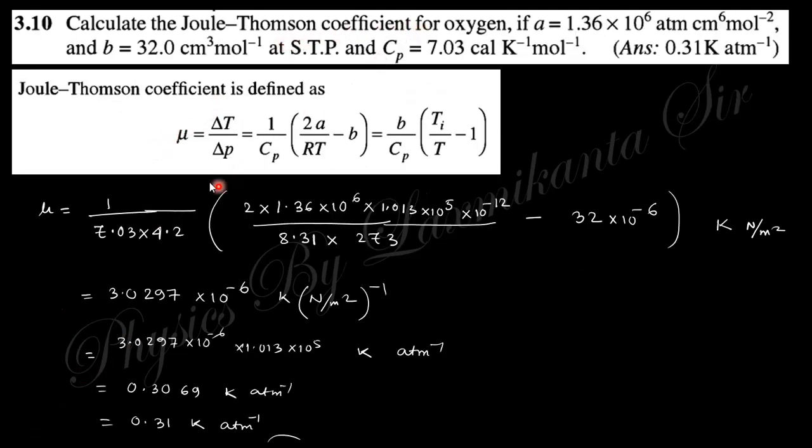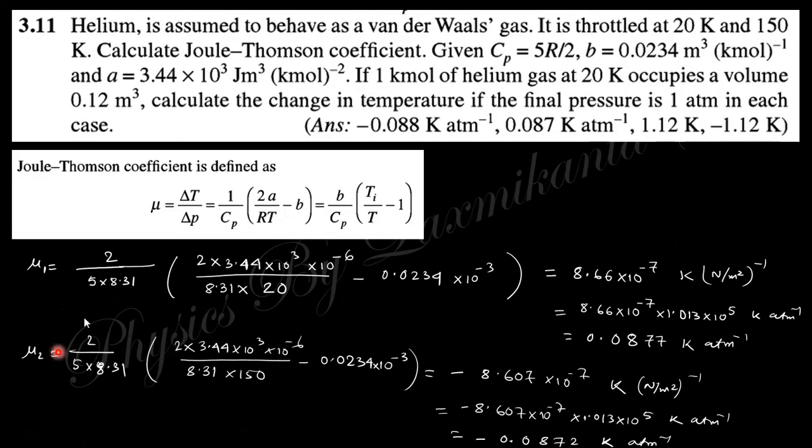Next one. Calculate the Joule-Thomson coefficient, that is the inversion point mu, for the values given there. Just put these values in the same manner. Consider the units here also: centimeter cube is converted into meter cube, and mole inverse, so there's no problem. STP temperature is 273 Kelvin. Okay, so you will get this answer. Go to the next one.